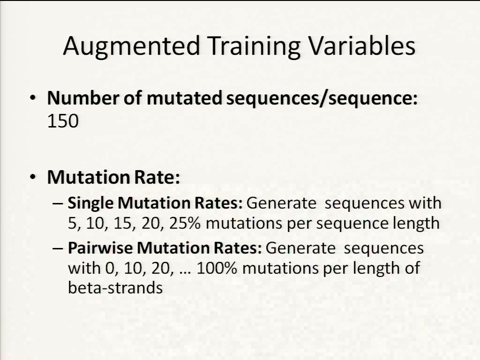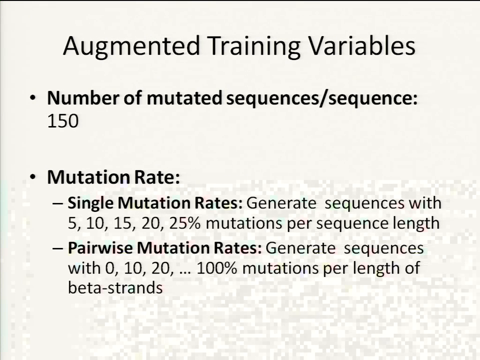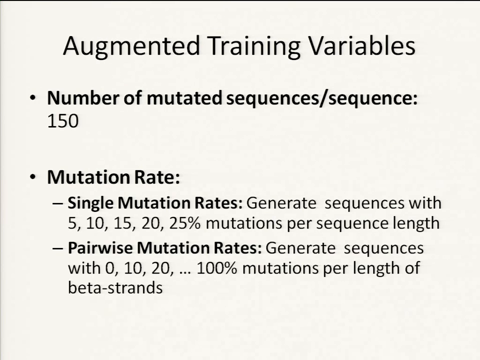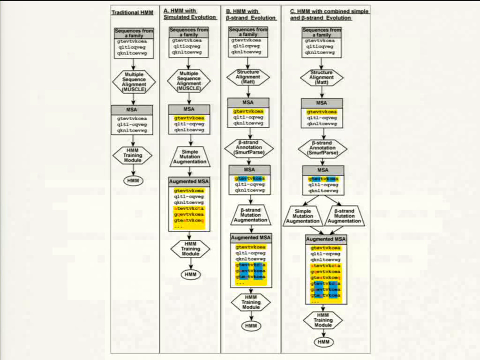The other variable is mutation rate, which is the number of mutations per length of sequence. In the case of the simple mutation model, we work with 5, 10, 15, 20 to 25 mutations per sequence, and in the case of paired mutations, we work with 0, 10, 20 through 100 mutations. So here are the models: the simple mutation, the one with beta strand, and finally we combine simple and beta strand to create the combined mutation model.